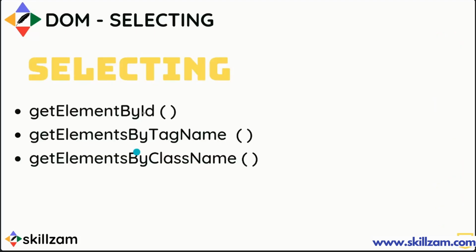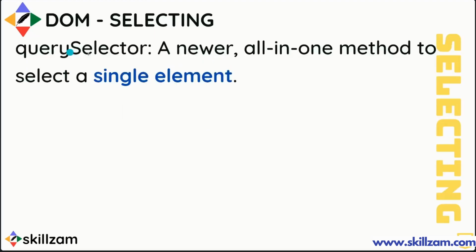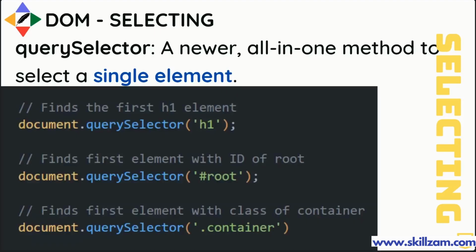Okay, you can select by id, by tag name, by class name, all by using a simple querySelector method. What it does is return a single element instead of a collection. If more than one p tag is available, it will select only the very first one. Only the single element is returned by querySelector.